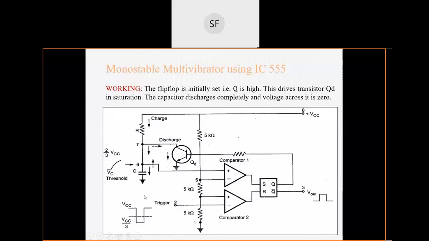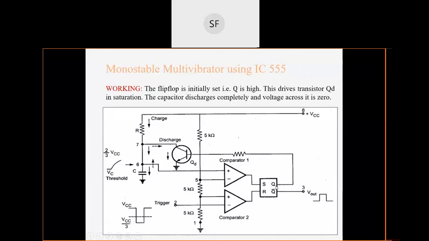Now when you apply the trigger, what will happen? Due to this application of trigger, the comparator 2 output will become 1. When the output of comparator 2 is nothing but the reset input, so that's why flip flop will reset. That means Q will be 0 and Q bar will be 1. So the output will shift from 0 to 1.